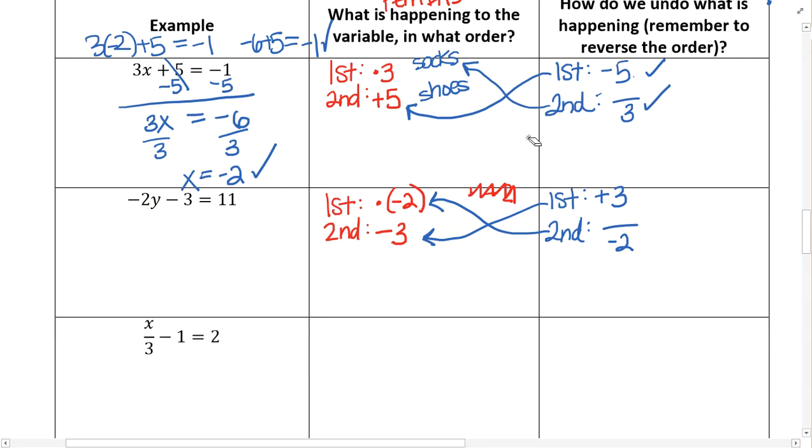So the first thing I'm going to do is add 3 to both sides. Okay, second thing I'm going to do is divide by negative 2 on both sides. Cancels. Y equals negative 7.